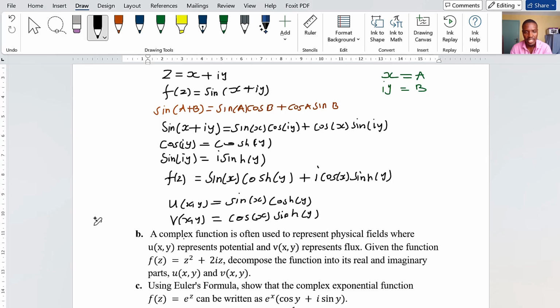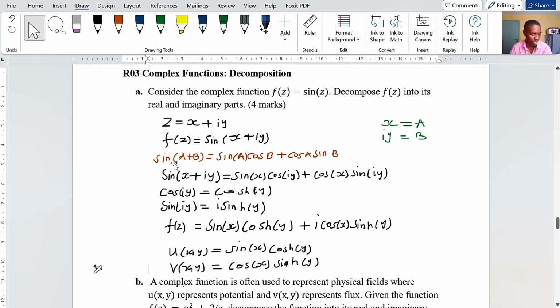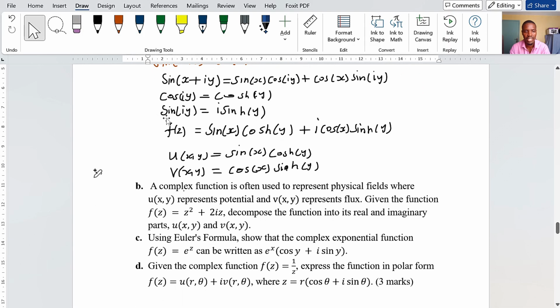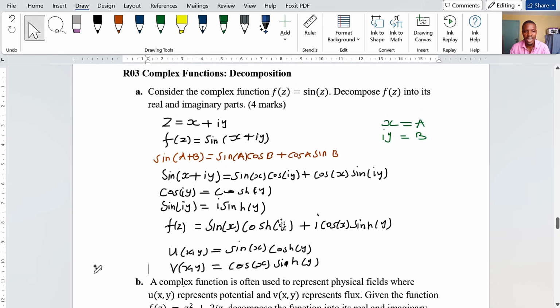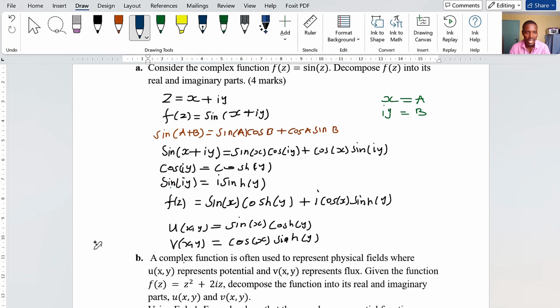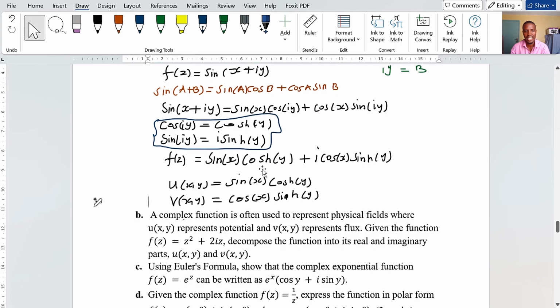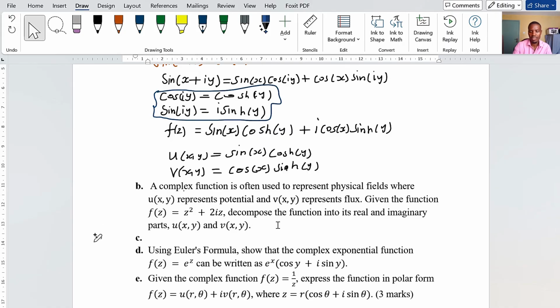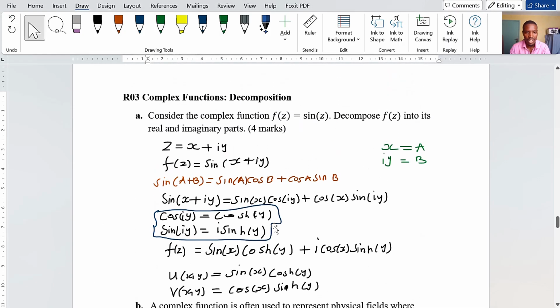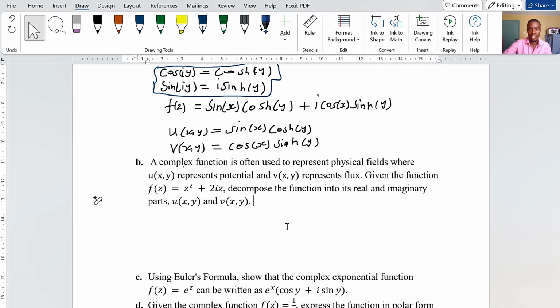So that is how we decomposed our function f of z equals sine z into real and imaginary parts. So the real part is u and the imaginary part is v. Hope that is nice. And this one can be proved, only that it is not now. We'll do it maybe later in another example. So we move on. And that was 4 marks.